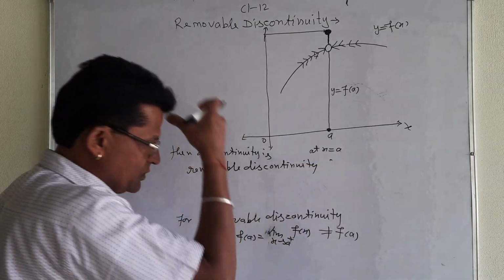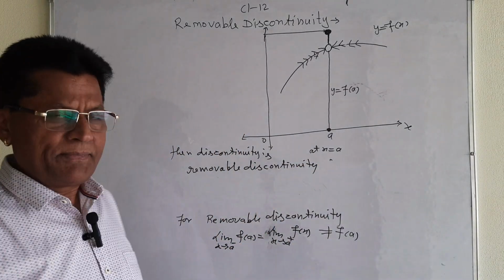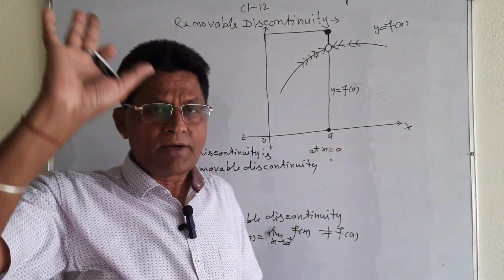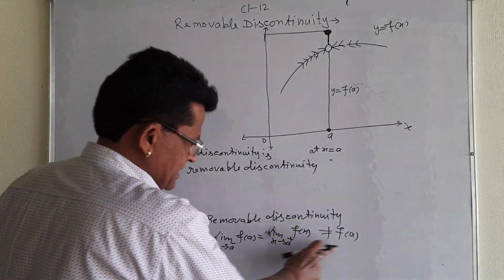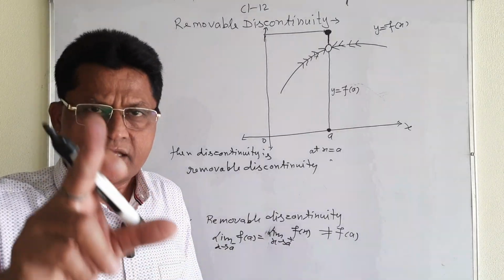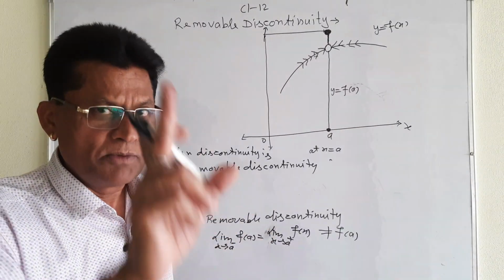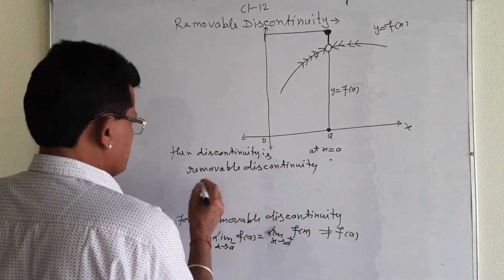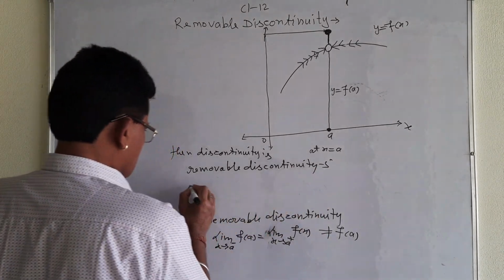My dear student, you must keep in mind that the left hand limit is equal to the right hand limit. At what point? At the point a. With the help of the diagram, I have explained this. But it will not be equal to f(a), then it is removable. This discontinuity can be removed. How can it be removed? The function can be made continuous.